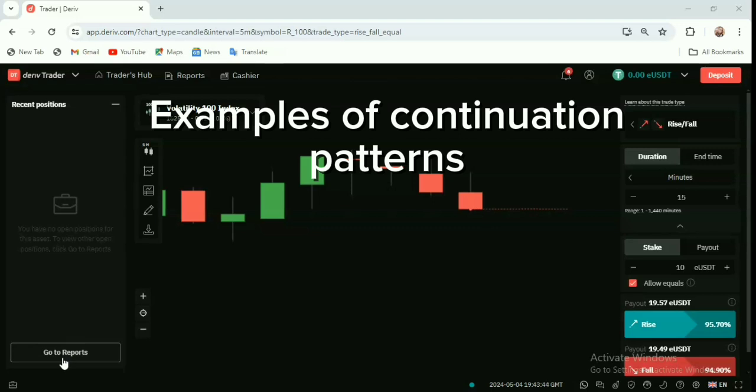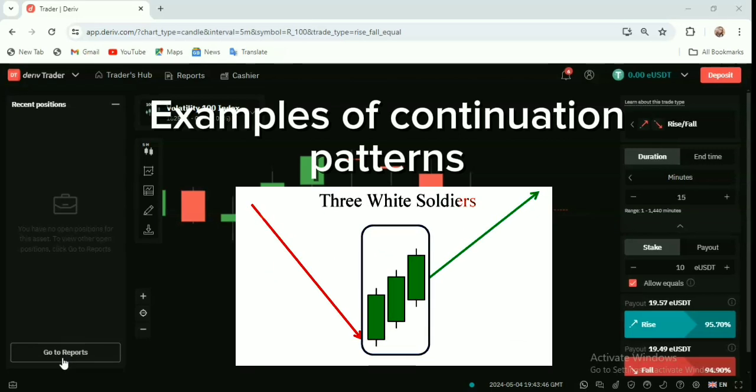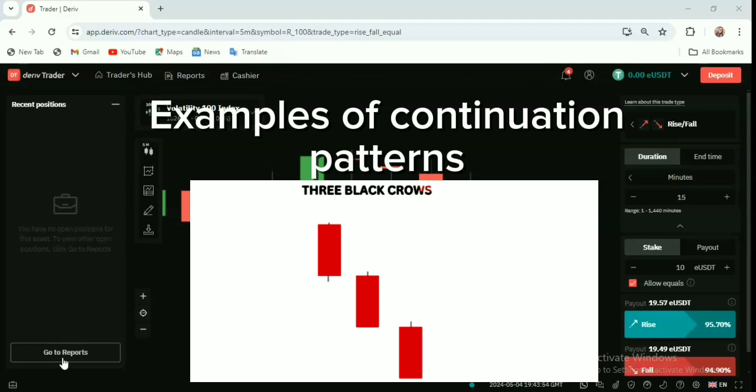Examples of candlesticks that fall under the continuation patterns: number one, we have the three white soldiers, which is always a continuation of a bullish trend. Two, we have the three black crows, which is the opposite of the three white soldiers. It is a continuation pattern for a bearish trend.